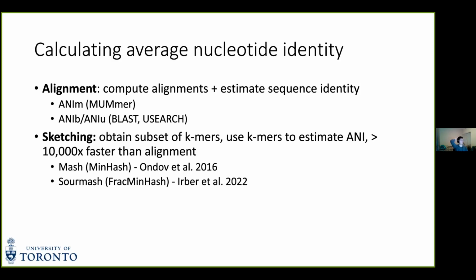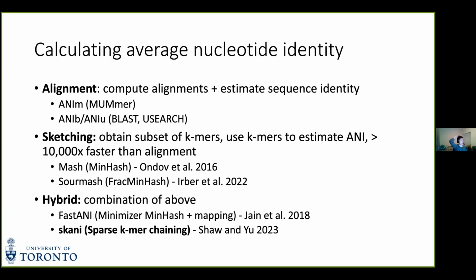Recently, sketching methods have blown up in popularity. What sketching methods do is obtain a subset of k-mers in the two genomes. Not all the k-mers, but only a subset, and then they use these k-mers to estimate the ANI. These methods are orders of magnitude faster than alignments, and they've become very popular because there are a lot of genomes nowadays, and you have to compute a lot of ANI calculations. Mash and Sourmash are two examples of sketching methods that have become very popular. They have different underlying ways of subsampling the k-mers, called either MinHash or FracMinHash, but the ideas behind the two are quite similar.